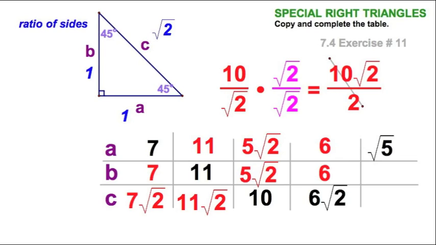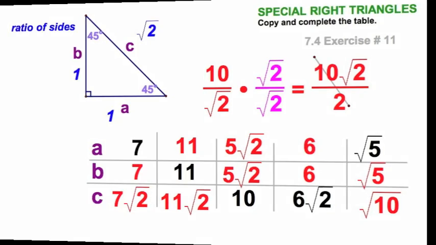Now the next one's a little funny. Radical 5. It doesn't have to have a radical 2 in it. So this is all we're going to do. First off, A and B are the same. So if this is radical 5, take radical 5 multiplied by radical 2. What do you get? That would be radical 10. And there you go. Completed the table in simplified radical form.